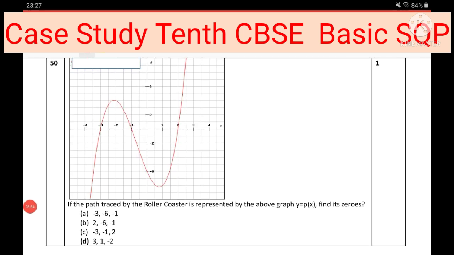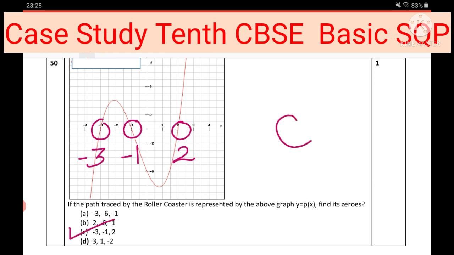In question number 50, we are asked to find the zeros. In 49th, we were only asked the number of zeros, but here we are also asked to tell the values of the zeros. So there are 3 zeros where the graph cuts x-axis. So which are the zeros? This is -3, this is -1, and this is 2. So clearly -3, -1, 2, that is C is the correct option.